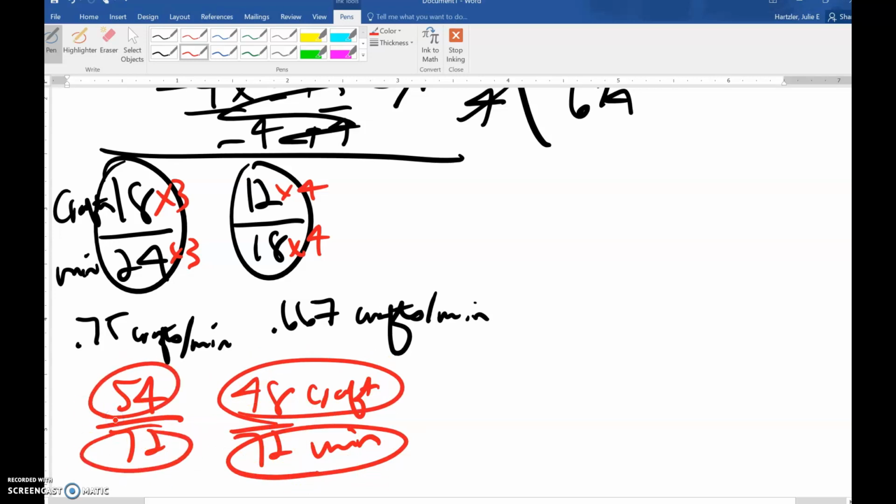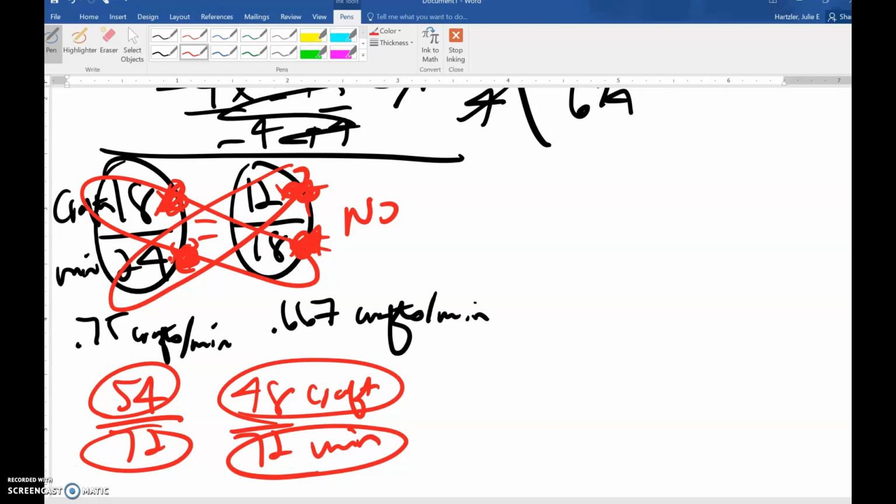Probably another thing you could do is cross multiply. Because we know if they're equal, they would work. So you could cross multiply and see if this equals this, because if they're proportional, they have to. And that doesn't work. 18 times 18 does not equal 12 times 24. So there are lots of ways you can do that problem. All right, why don't you pause and do number 14.